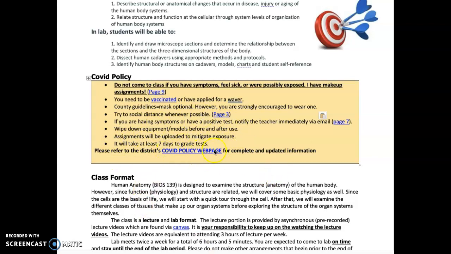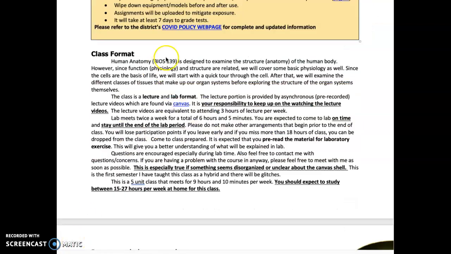And this is the up-to-date web page. Format: I have elsewhere in the orientation module more detail about the format. This is a lecture and lab class. The lecture is all online asynchronous.